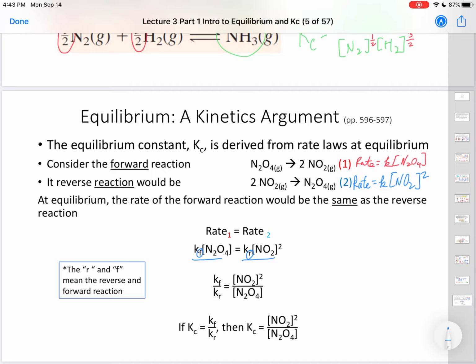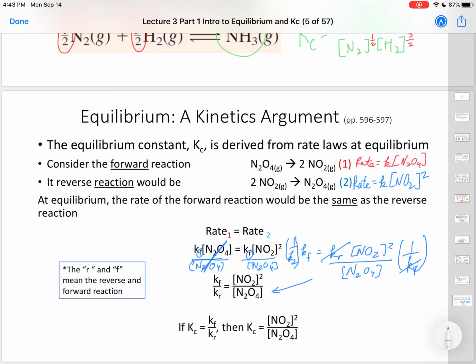If I kind of algebraically manipulated this a little bit, if I divide this side by N2O4 concentration, okay, that would cancel out, okay, and then I would get, I'm going to rewrite it here, Kf equals Kr times NO2 squared all over N2O4, okay, and then if I multiply this by 1 over Kr, and I did the same thing on the other side, 1 over Kr, okay, then really this cancels out, okay, so I get this, Kf over Kr is equal to NO2 squared over N2O4, okay.